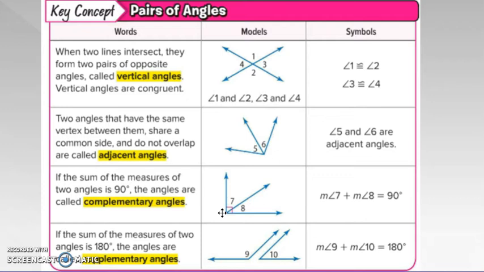Supplementary angles are two angles that, when you add them together, will equal 180. And again, they don't have to be adjacent. In this example right here, they are not adjacent, but they could be if they wanted to be. We just know that the measure of angle 9 plus the measure of angle 10 has to equal 180 degrees. If you look over here at the complementary and supplementary angles, you will see a little M in front of the angle symbol. That is read measure of angle 7, measure of angle 9.